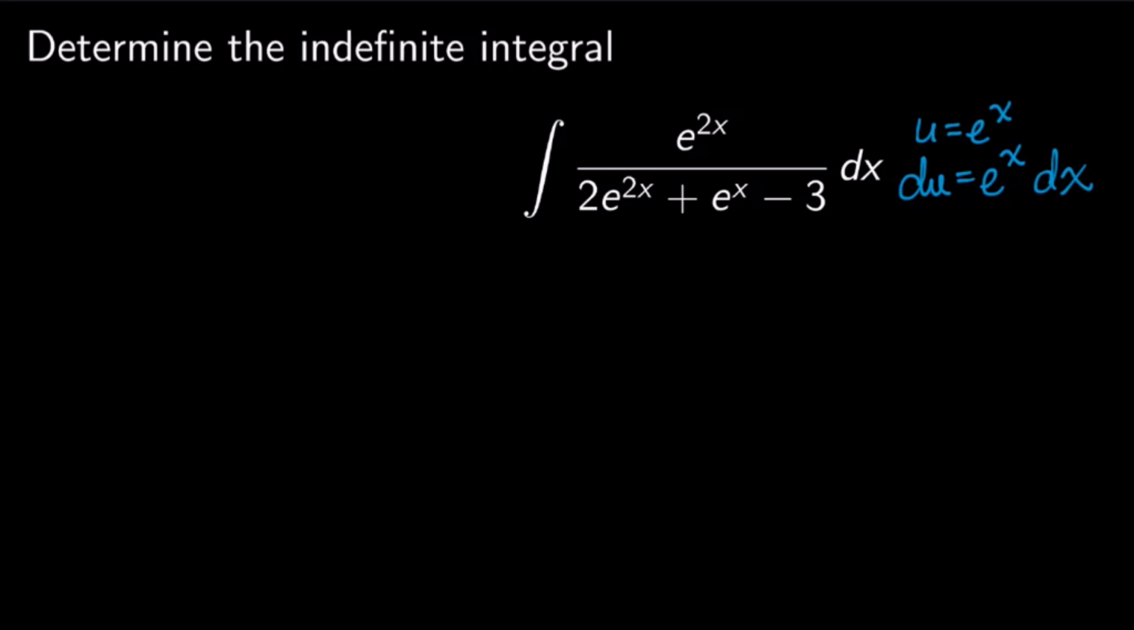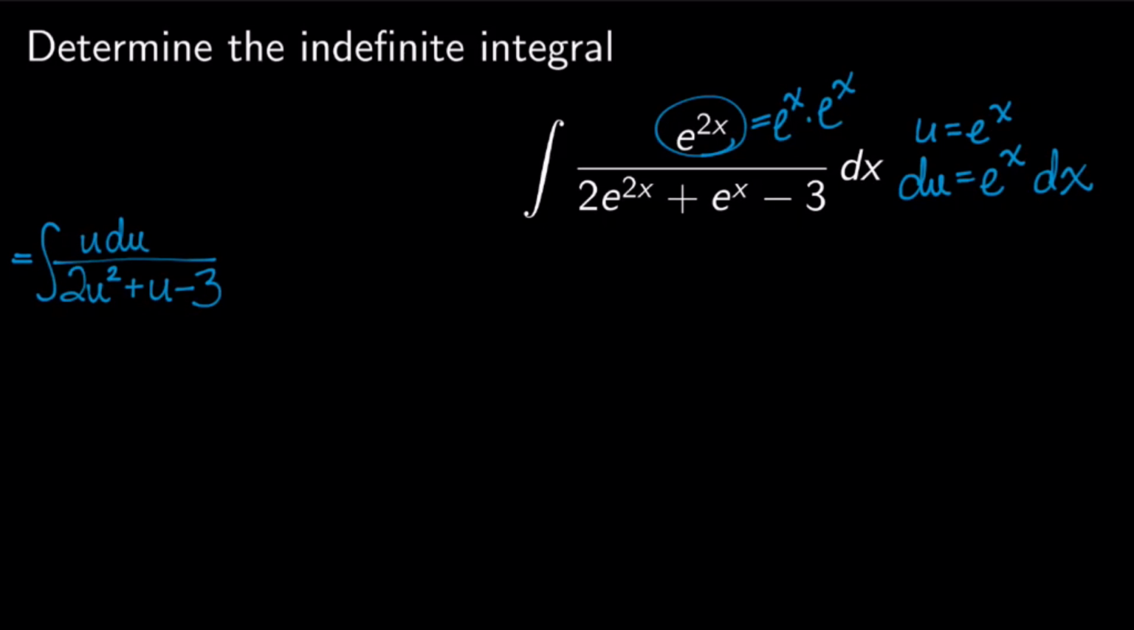So we're going to set u equal to e to the x, and then du is going to be e to the x times dx. And notice that e to the 2x up here, remember that that's just e to the x times e to the x. And so that's how I'm going to handle this. One of the e to the x's is going to be the u, and the other e to the x is going to be paired with the dx to be du.